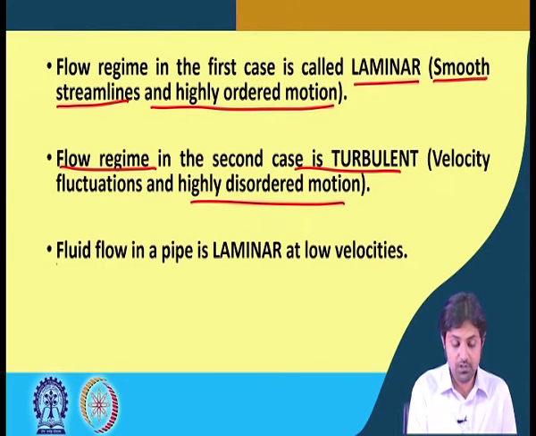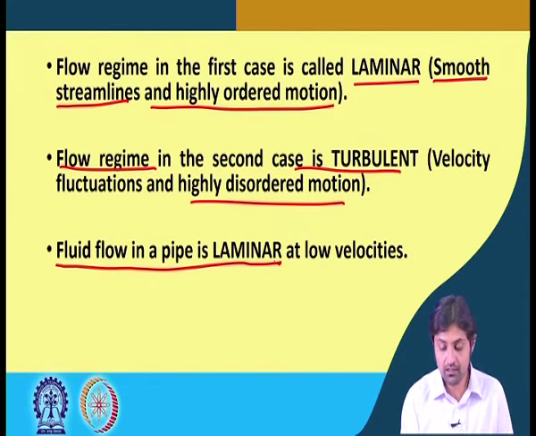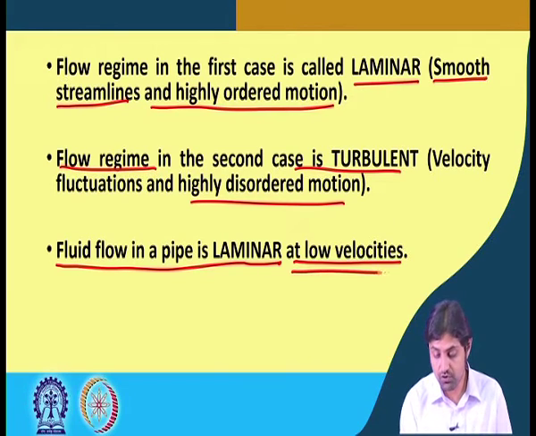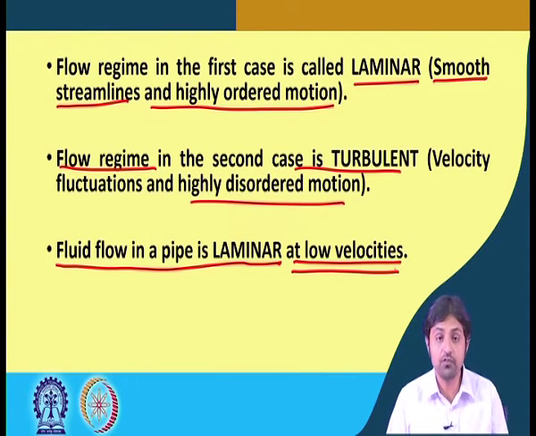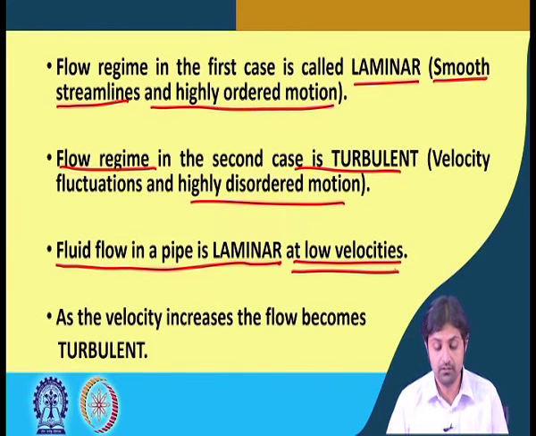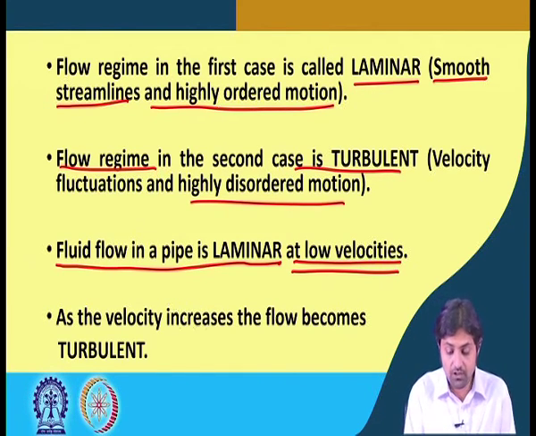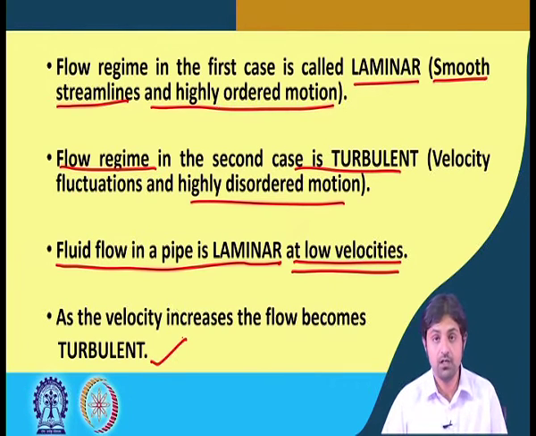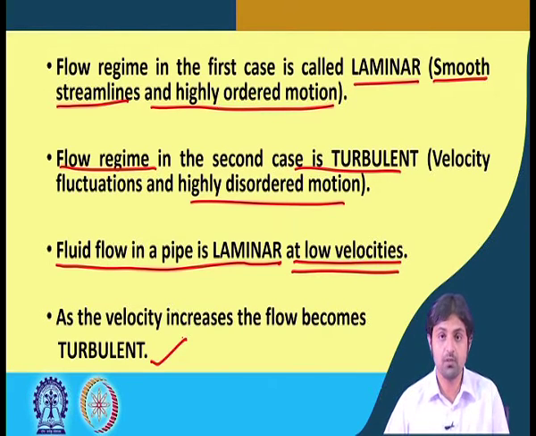So, what we observe is that fluid flow in a pipe is laminar at low velocities. If the velocity is very low, the flow can be laminar, and as the velocity increases, the flow becomes turbulent. So, higher velocities are associated with turbulent flow and lower velocities with laminar flow. This is the most general rule, but it also depends on some other parameters which we will see in the upcoming slides. Whether the flow is laminar or turbulent does not only depend on the velocity.